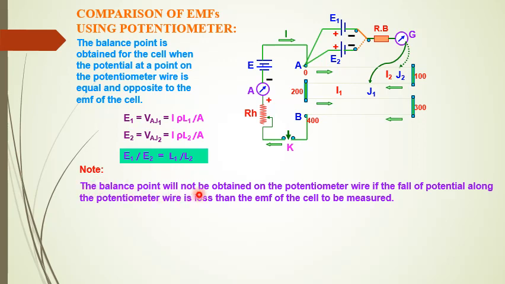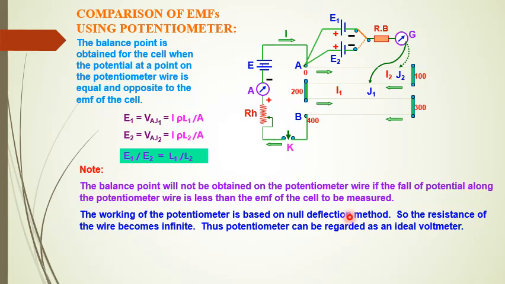Note, the balance point will not be obtained on the potentiometer wire if the fall of potential along the potentiometer wire is less than the EMF of the cell to be measured. The working of the potentiometer is based on the null deflection method, so the resistance of the wire becomes infinite. Thus, potentiometer can be regarded as an ideal voltmeter.